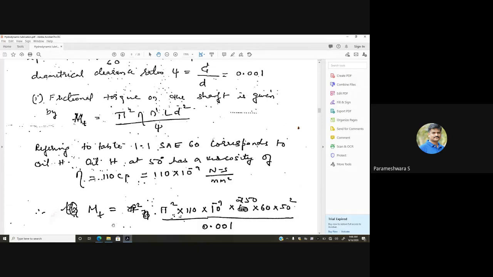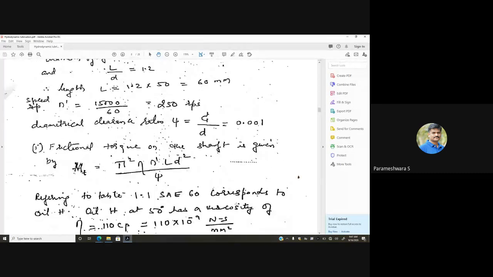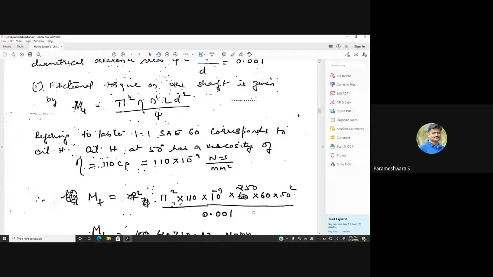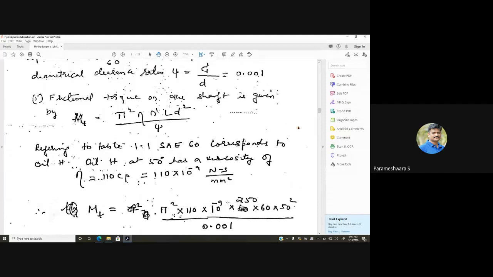So M T, the frictional torque, is equal to pi square into 110 into 10 raised to minus 9 into 250, that is N dash in revolutions per second, and into 60 is the length of the bearing, D is the diameter, and psi is the diametrical clearance ratio. Calculate the torque. I'll give you just 2 minutes for this. Just substitute the values and calculate the frictional torque in this case.